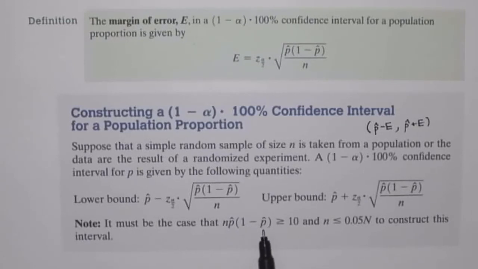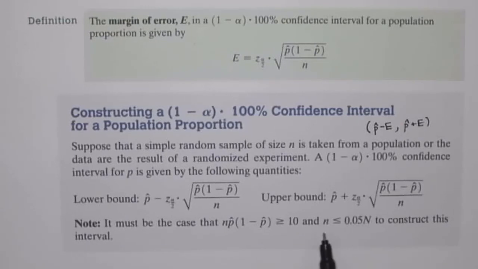n times p hat times 1 minus p hat has to be 10 or bigger, and the sample size has to be less than 5% of the population in order to construct this interval. And then one more time, just for emphasis, what we're looking for here is independence. The sample size has to be less than 5% of the population in order to ensure independence. And so that's why we have to check that condition.